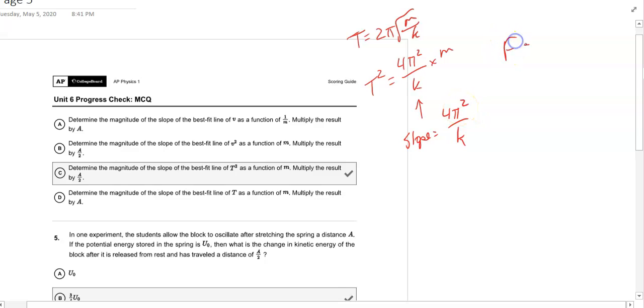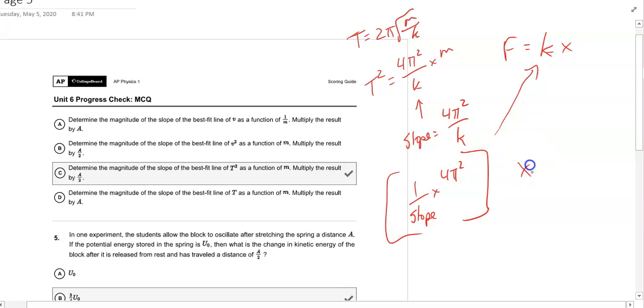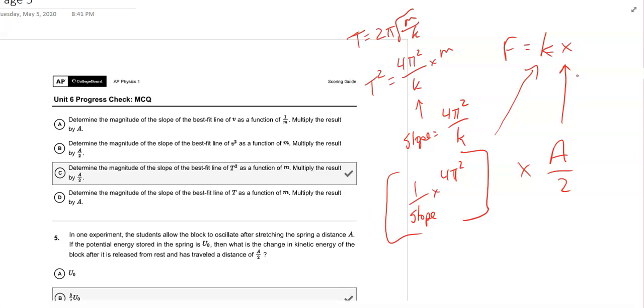Anyway, our next step, because it's on a spring, F equals kx. Okay, so somehow we're going to use this. We're actually going to take 1 over slope times 4 pi squared. So that really is the spring constant. And then multiply that by the distance it's stretched, which is A over 2. So that'll get it. I guess reading the other options, none of the other options make remotely any sense. So C is our best option in that case.